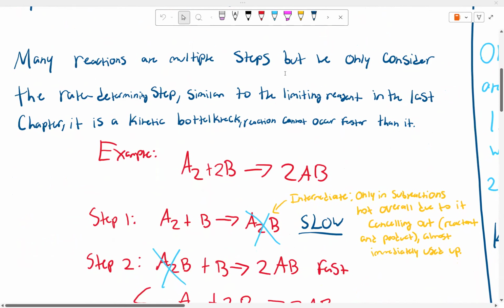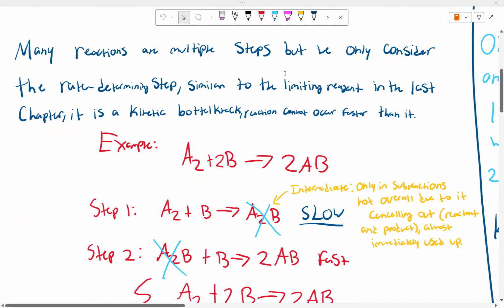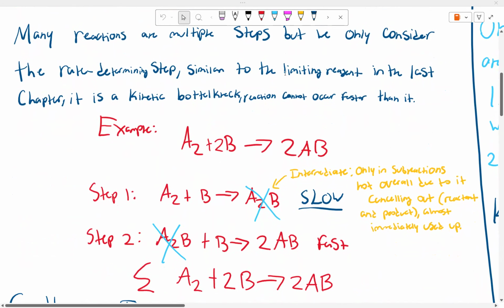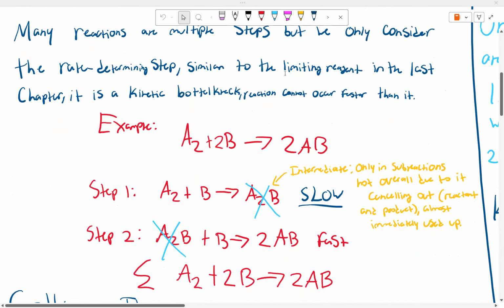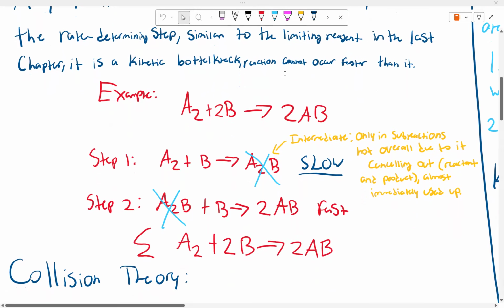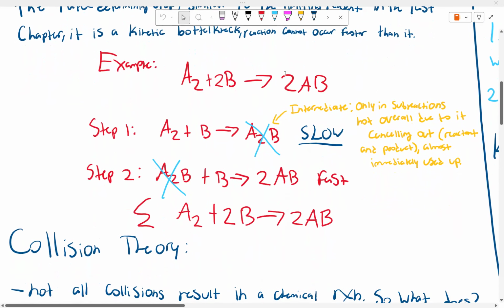Many reactions are multiple steps, but we only consider the rate determining step. This is very similar to what we saw in the last chapter with the limiting reagents. Think about the rate determining step sort of like a kinetic bottleneck. The reaction cannot occur faster than it, similar to the limiting reagent. The reaction cannot occur past how much of that limiting reagent you have, or how many moles, I should say, of that limiting reagent you have. It's the same thing with this, except it's time or speed instead of amount or moles of the reactant. So it's also known as a slow step.